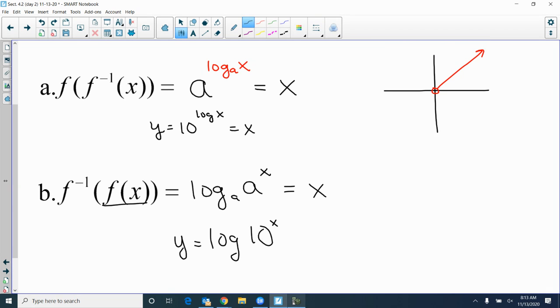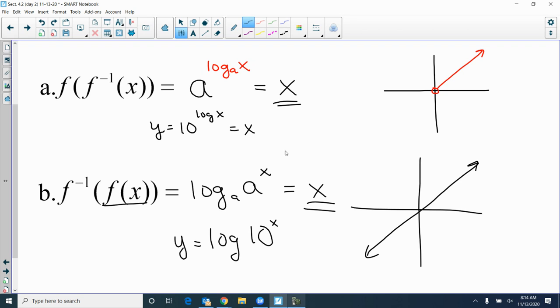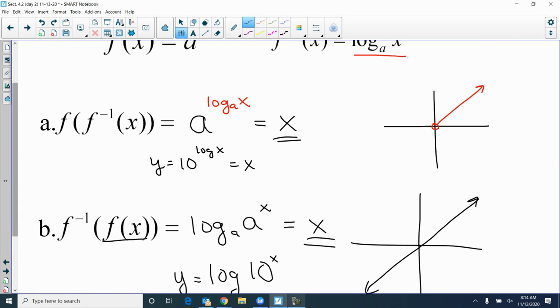Now my question to you is, both of these equal x. Why are those graphs different? One starts at 0, 0 and goes up, and the other one goes all the way from negative infinity to infinity on the domain. Okay, all right, think about it. Why are those graphs different? What can't we take the log of?